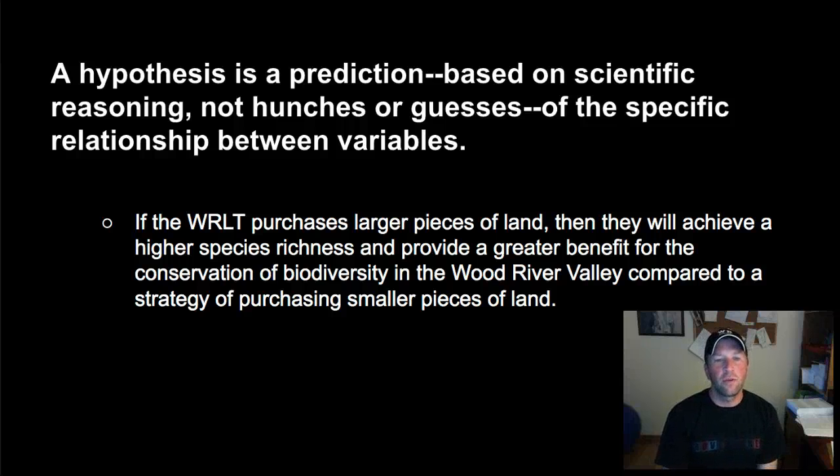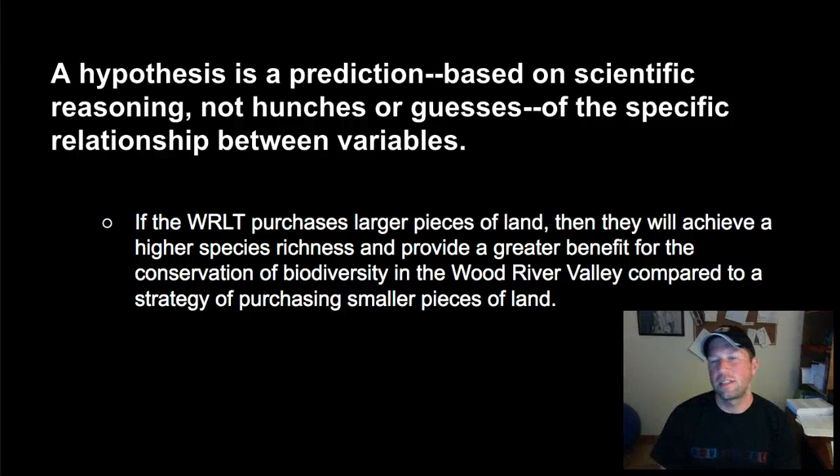So here I wrote, if the Wood River Land Trust purchases larger pieces of land, then they will achieve a higher species richness and provide a greater benefit for the conservation of biodiversity in the Wood River Valley compared to a strategy of purchasing smaller pieces of land. So my hypothesis is that it would be better for them to purchase big pieces of land that are close together rather than a bunch of scattered little pieces.